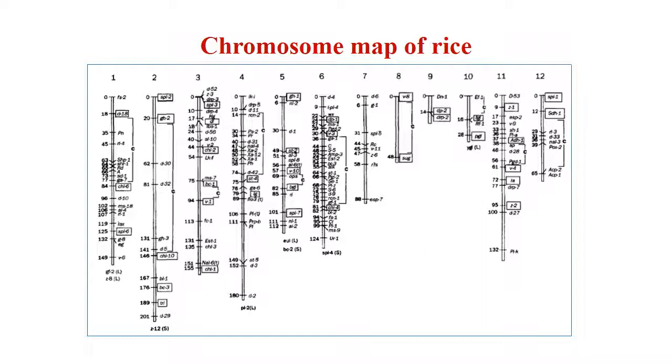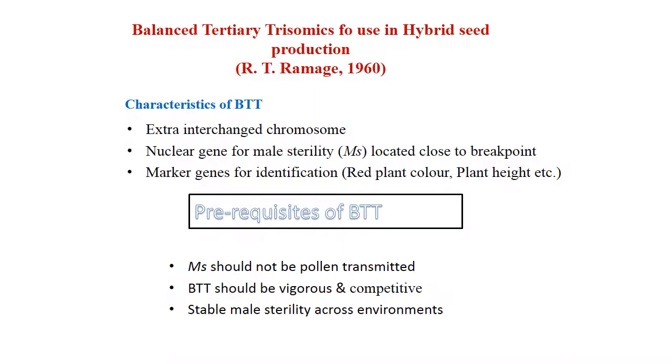The same process of trisomics is used in construction of the chromosome maps of rice. Coming to balanced tertiary trisomics for use in hybrid seed production. The process was given by Ramage in 1960.